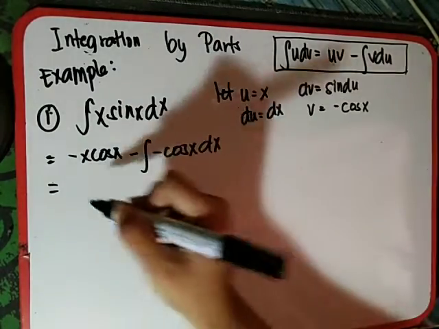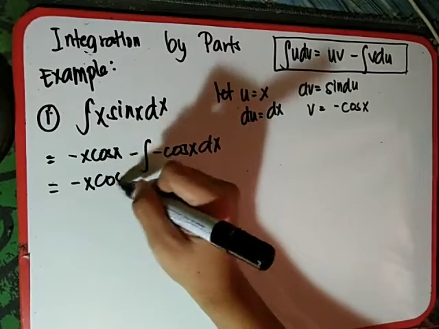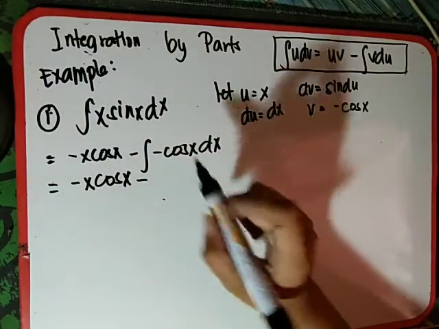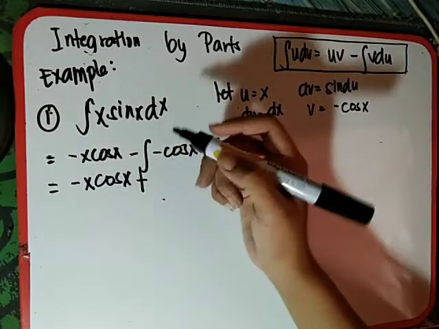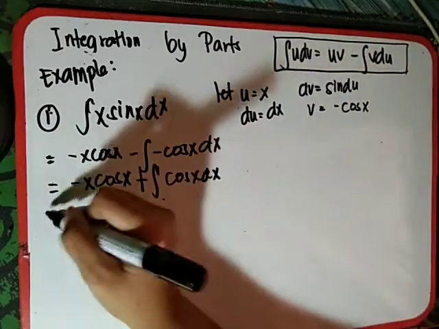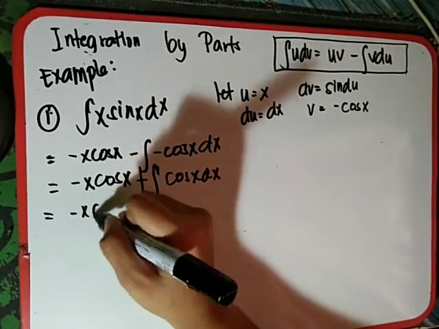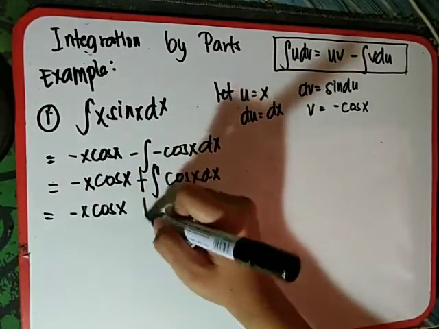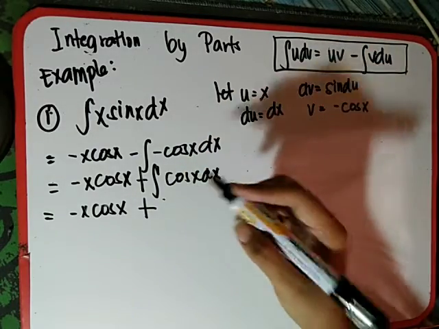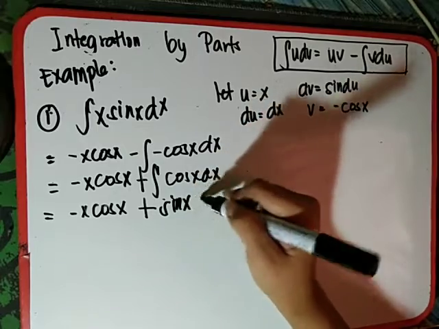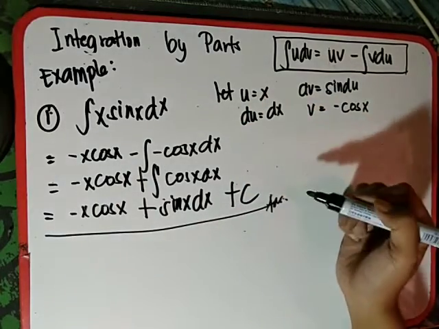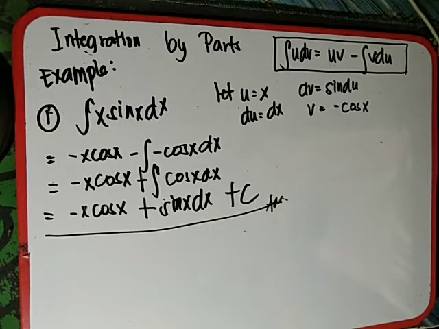Next is equal to negative x cosine x minus, or negative times negative is plus, so we have the integral of cosine x dx, equal to negative x cosine x plus the integral of cosine, which is sine x, plus c. So this is the final answer for our example number 1.